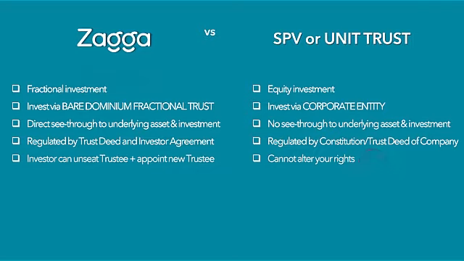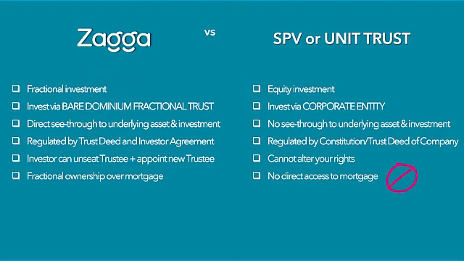With the Zagga structure also, Zagga as trustee can assign that mortgage. Technically and in theory, if you own 10% of the loan, you can actually ask for the mortgage to be assigned or split, and you can get your 10% interest separately registered, although obviously that's not practical under the circumstances, but from a legal point of view, it is achievable. In an SPV or a unit trust investment, you're not going to get any direct access to the underlying mortgage, and your rights of access are probably going to end with the rights that are attributable to the class of shares of which you are the registered owner.